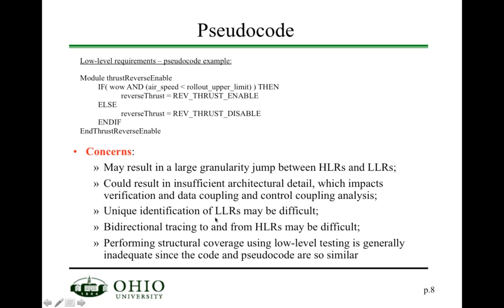Well, if it's hard to uniquely identify it, it's also going to be much harder to bidirectionally trace it to high-level requirements. And finally, one of the concerns here is that if you perform structural coverage analysis using low-level testing, that's typically inadequate since the code and pseudocode are so similar.